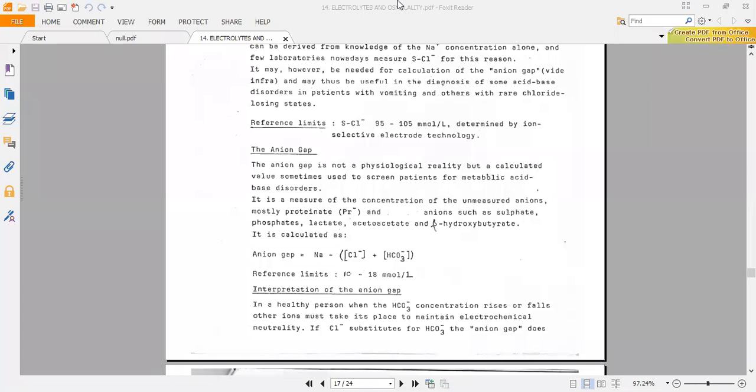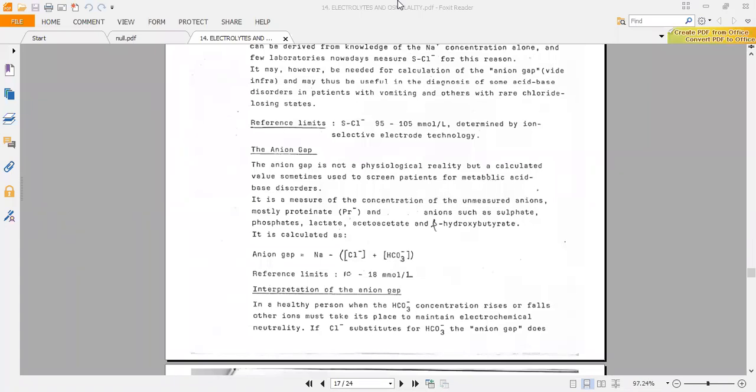I don't consider the phosphates. I don't consider the sulfates. I don't consider all the other anions. I don't consider proteins. I'm only considering chloride and bicarbonate. So if there is any condition in which the phosphate levels increase, in which other anions increase, like phosphates, sulfates, keto acids.